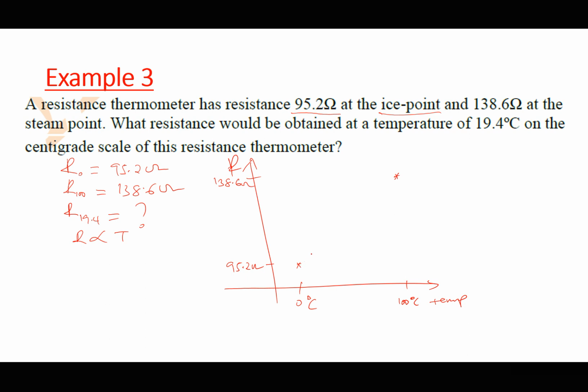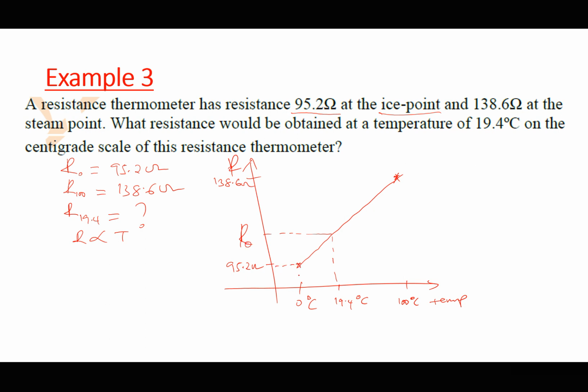Because we have assumed that resistance varies linearly with the temperature and we are seeing an increase, we shall have a straight line. Then we want the resistance at a temperature of 19.4 degrees. So the temperature of 19.4 degrees Celsius is somewhere here. I will have to find the resistance. The resistance is most likely going to be in between these two. This is the resistance that I want, the resistance at that temperature. Let me call it R theta.